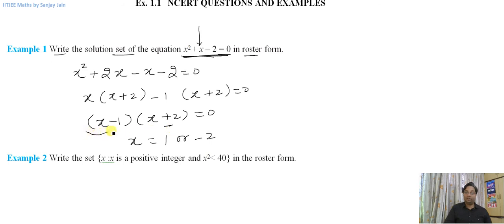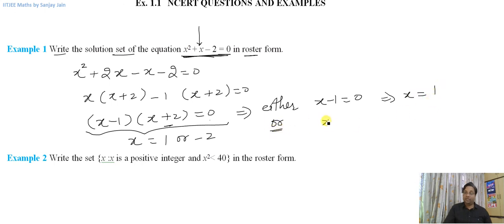How do I get the solution? When this is equal to 0, this will mean either x minus 1 is equal to 0, which will give you the solution x equal to 1, or x plus 2 equal to 0, which will give you the solution x equal to minus 2. Because when the product of these two is equal to 0, one of these has to be 0. So either this is 0 or this is 0. So you have got these two solutions.